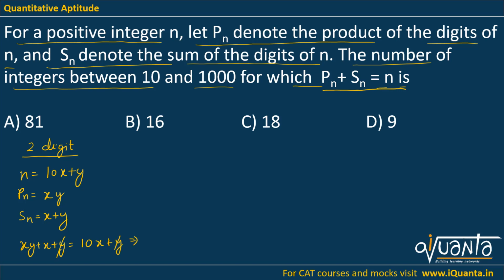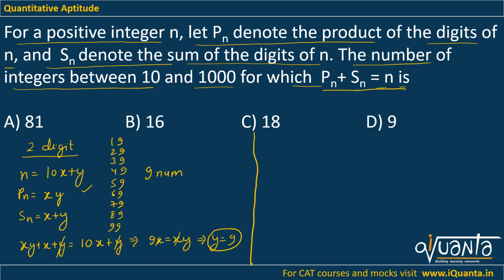y cancels. We'll be getting 9x equal to xy. So x cancels, y will be equal to 9, and y is the unit digit. So all the 2 digit numbers that have unit digit 9 will follow this. Those numbers are 19, 29, 39, 49, 59, 69, 79, 89 and 99. So far we have 9 numbers from here.